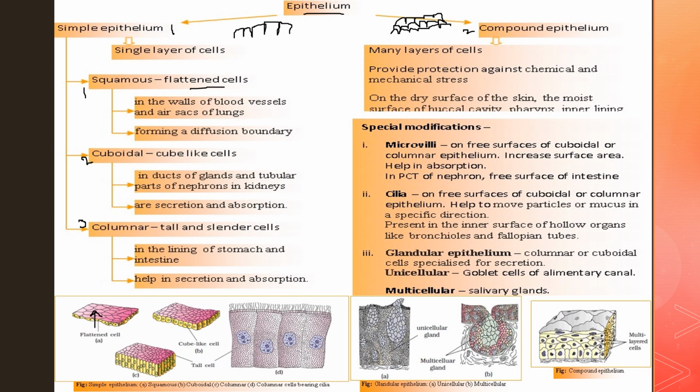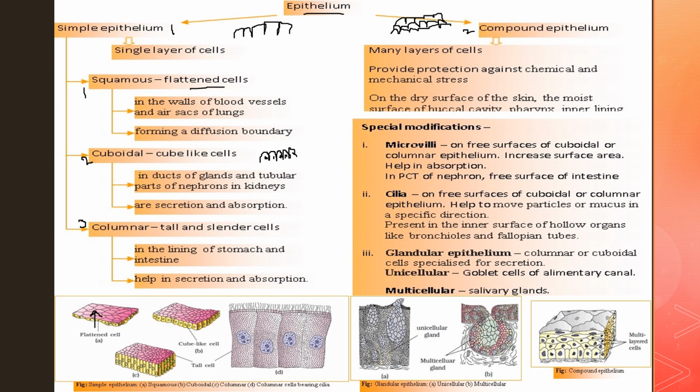The next type of tissue is simple cuboidal epithelium. Here the cells are arranged in the form of a cube. As a single layer these cells are attached, and the nucleus is present at the center. These are the epithelial tissues which have a cube-like structure.